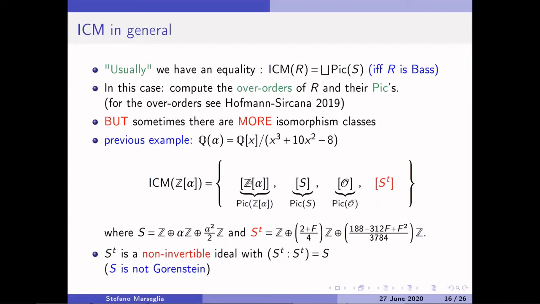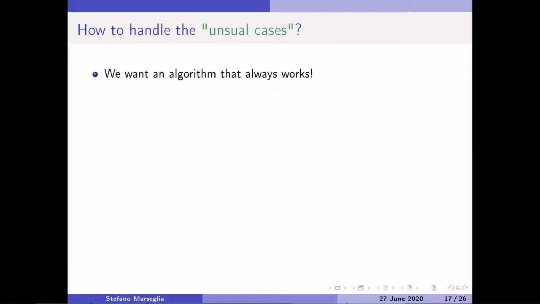So here we have the disjoint union of the Picard groups, this free guy, plus this extra fourth class that we'll need to understand how to compute. All right, so we want an algorithm that handles also these unusual cases, that always works, whatever happens.